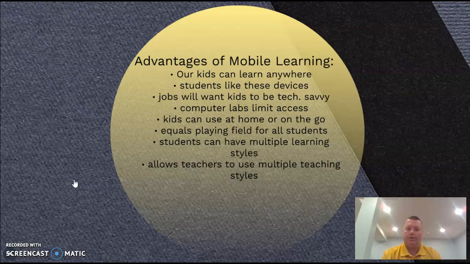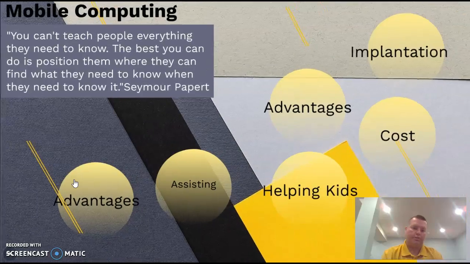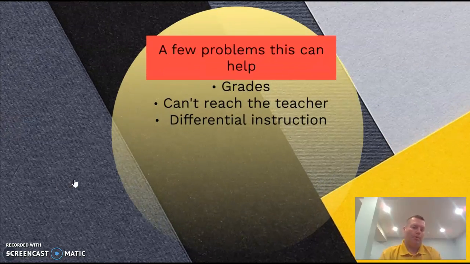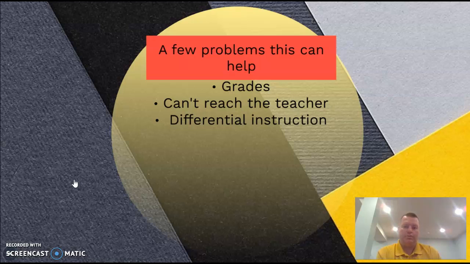Students can have multiple learning styles, and this will allow teachers to teach those learning styles to maximize our student learning. So a few problems this can help alleviate is, one, grades. Studies have shown that students who have access to mobile learning will have better grades in the future. Another thing this can do is teachers themselves will have instant access to grades, so they can spot weak points in a student and focus more individually on what each student needs to become better.